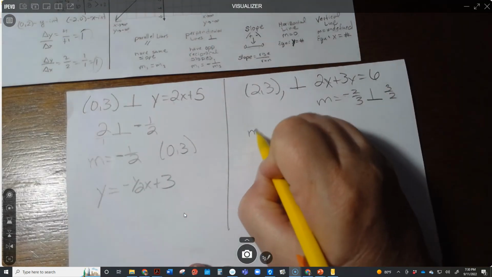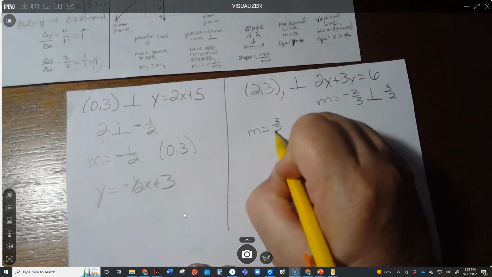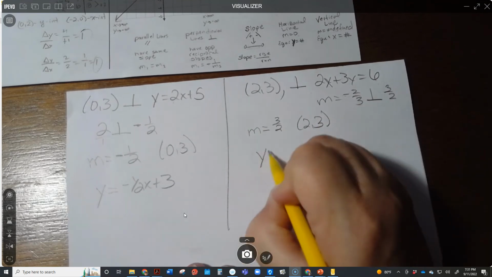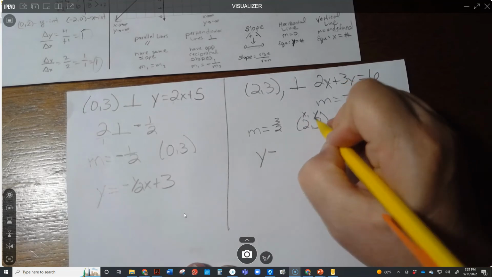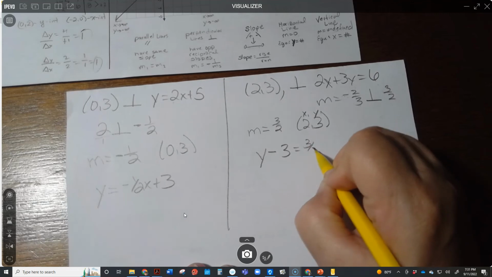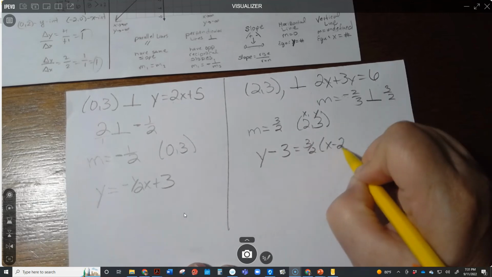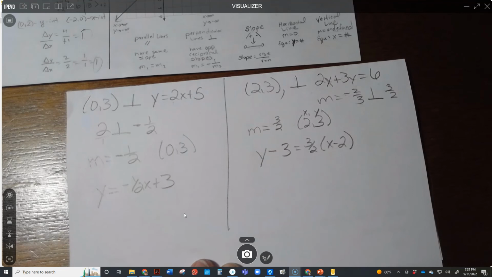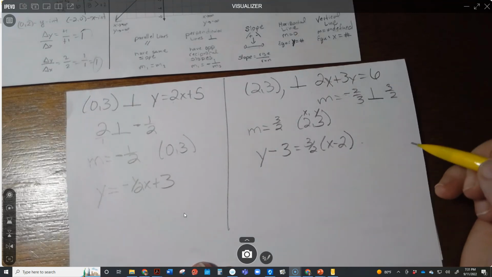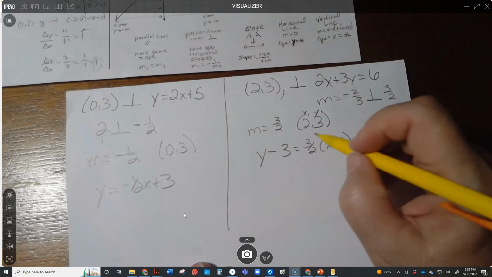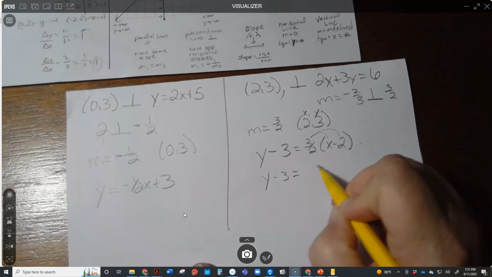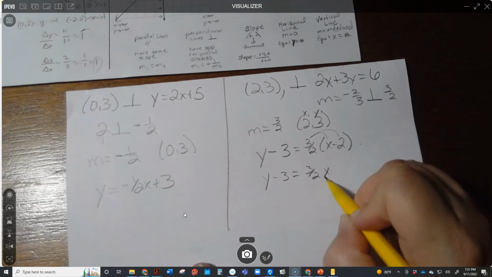So my equation is going to have a slope of 3 over 2, and it's going to pass through the point 2, 3. So that means my equation is y, this is x1, this is y1. So y minus y1 equals m times x minus x1. And then that's in point slope form. If they don't want it in point slope form, then you change it to standard form or to slope intercept form. Distribute the 3 over 2.